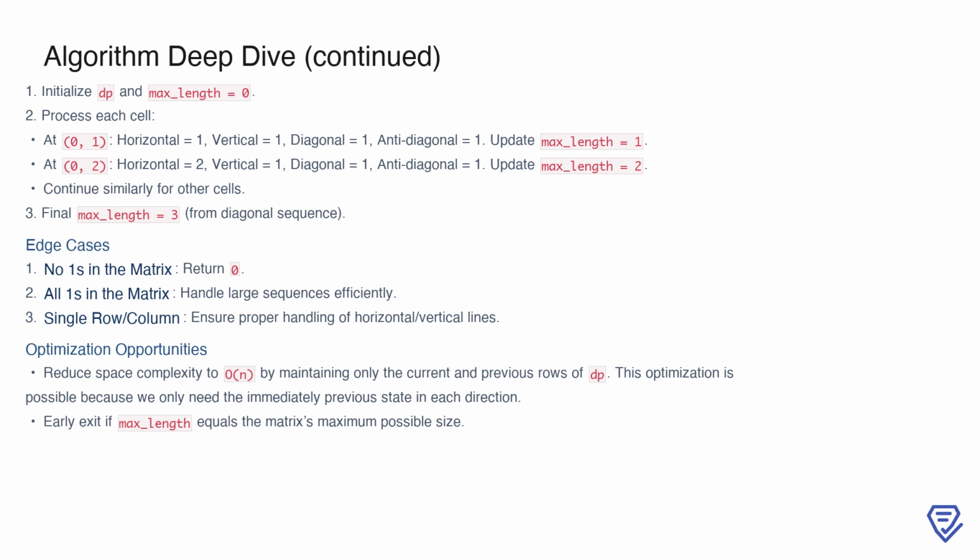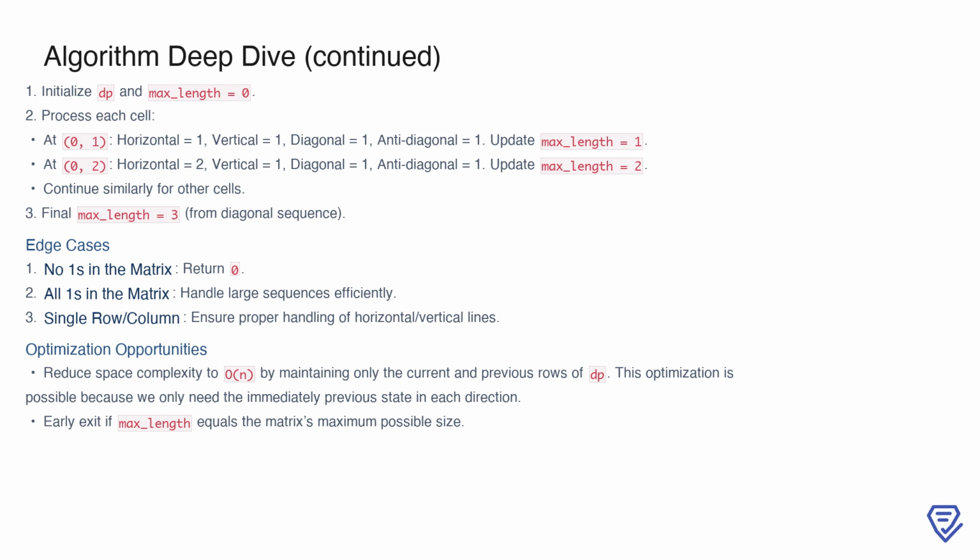At cell 0, 1, which contains a 1, we calculate the horizontal, vertical, diagonal, and anti-diagonal values, all of which are 1 because this is the first one in each direction. We then update max_length to 1. At 0, 2, another 1, the horizontal value becomes 2 because it extends the sequence from 0, 1, while the other directions remain at 1. Max_length is updated to 2. We continue this process for all remaining cells, updating the DP values and max_length as needed. By the end, the longest sequence is found to be 3, occurring along the diagonal direction.